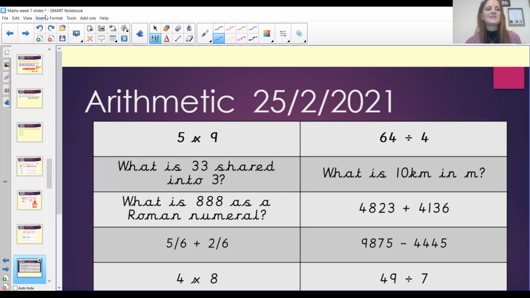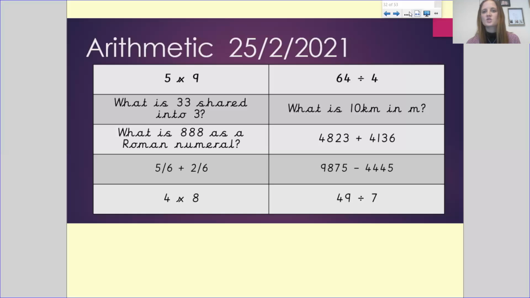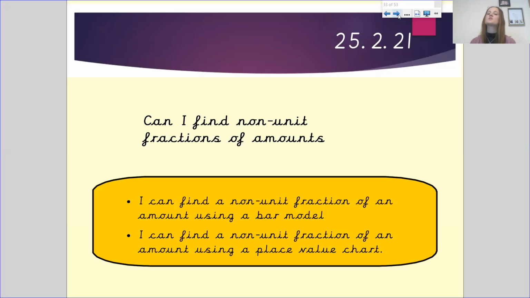So in today's lesson, we are going to be continuing with our fractions, and today we're going to be looking at finding non-unit fractions of amounts. So think back to what we said yesterday about how to find the fractions of an amount, and then our unit fractions, remember fractions with a 1 as our numerator. Non-unit fractions obviously are different.